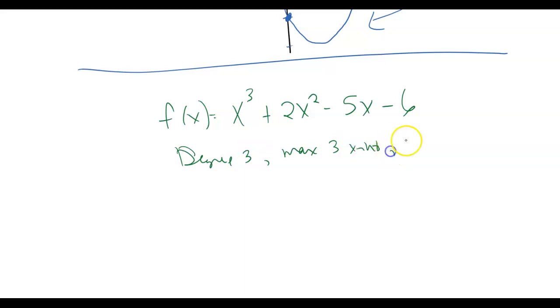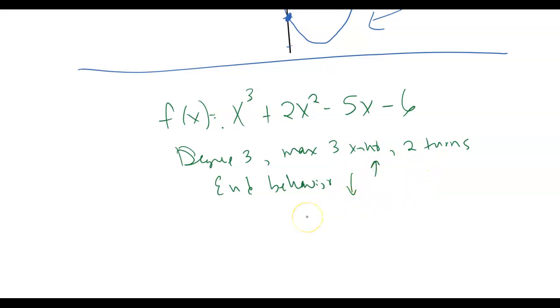We could have 2 turns in the graph. We do have an end behavior. Since the leading term is positive and the exponent is odd, a positive odd, I know it's going to look like x cubed, so it's going to go down on this side and up on that side.